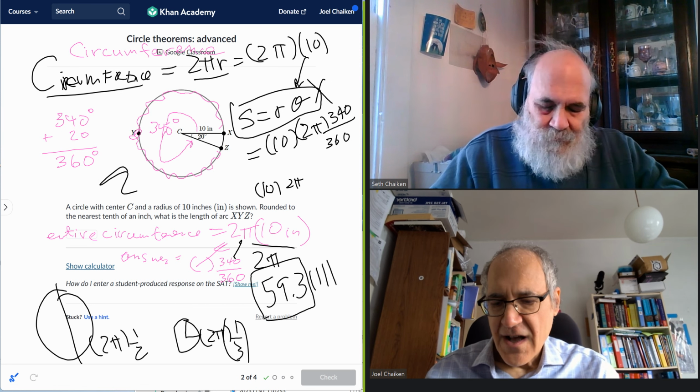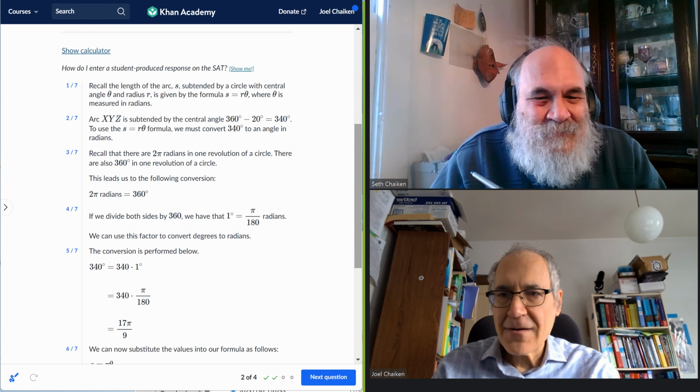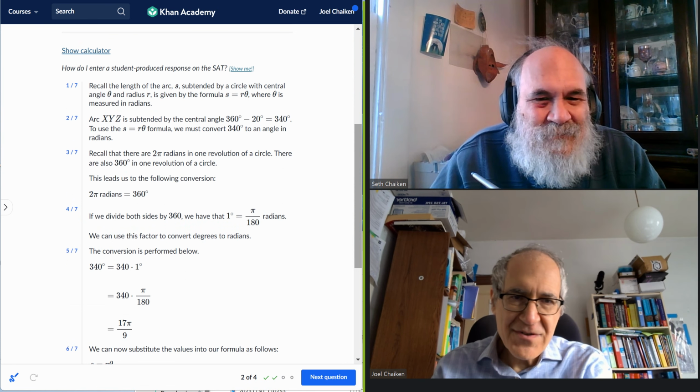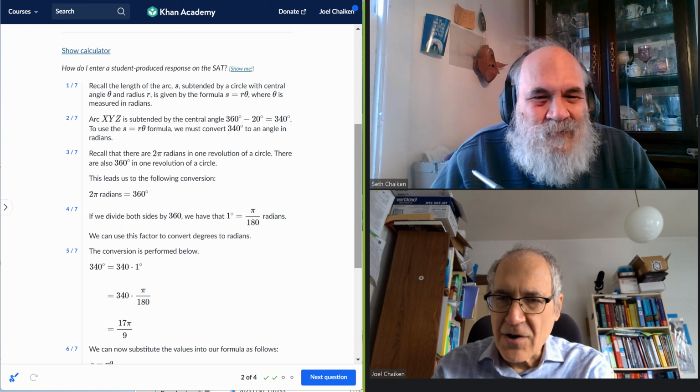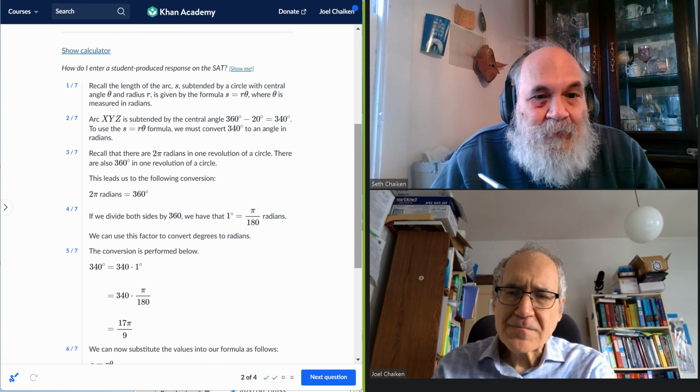Okay, so they used the formula s is r theta, but you didn't really have to do that. As we showed the different ways to do the problem, they did do this whole thing about radians, exactly what I said. There were 2 pi radians in 1 revolution of a circle. So you had to know something about radians in this case. But it turns out that we looked at it from the circumference point of view, and from the circumference point of view, you don't have to know anything about radians.